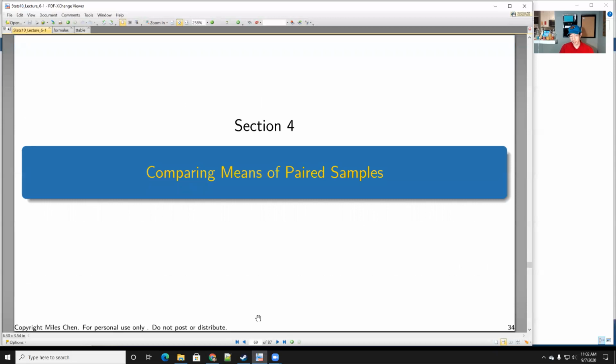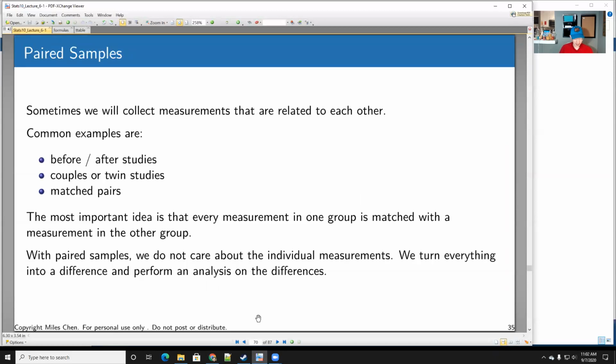Okay, so the last one is comparing means of paired samples. This is rather quick, because comparing means of paired samples is basically the same as doing a hypothesis test for one sample. Let me explain.